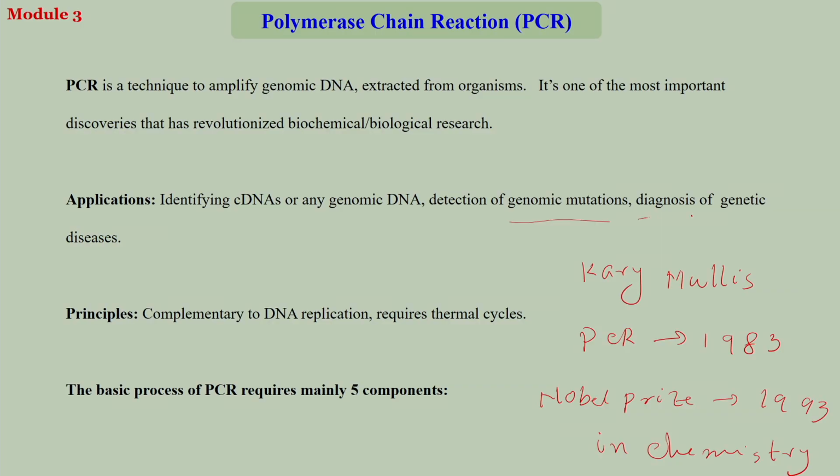So, genomic mutations, diagnosis of genetic diseases. There are many changes, alterations that happen in the genome. Because of that, diseases like Parkinson's, diabetes, and cancers happen. So, for disease diagnosis, this is an absolutely important tool. The principle we will shortly see is complementary to DNA replication.